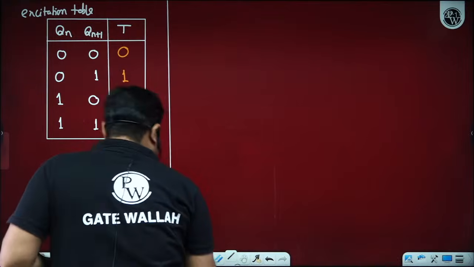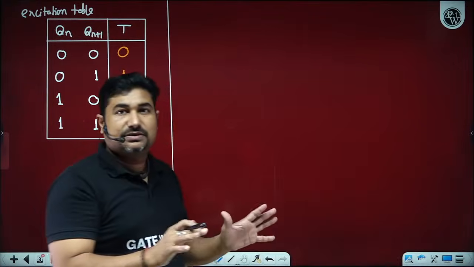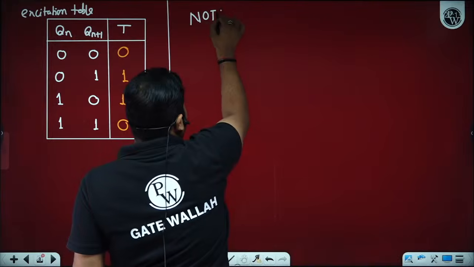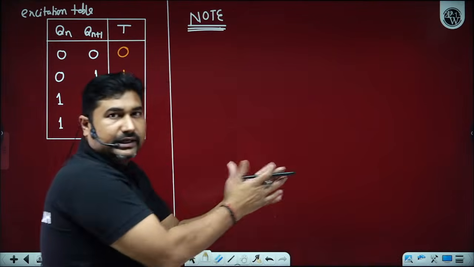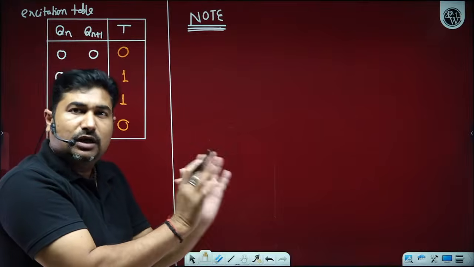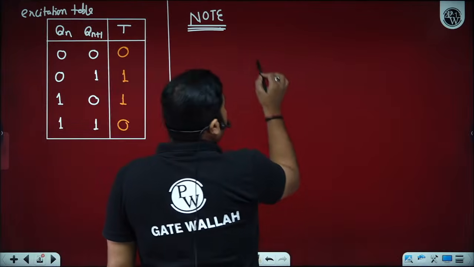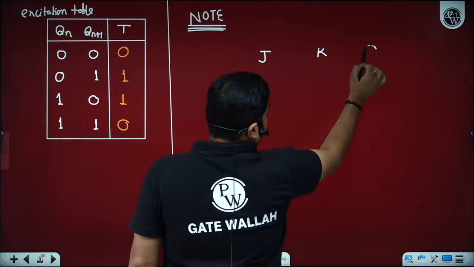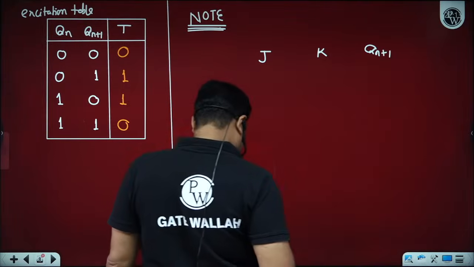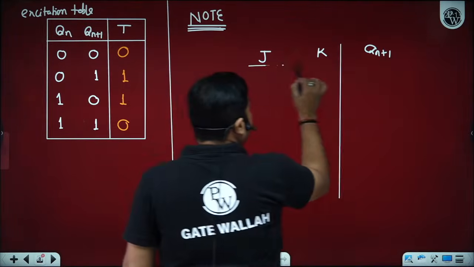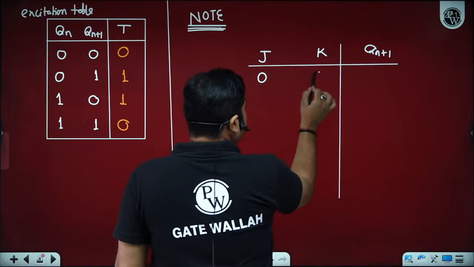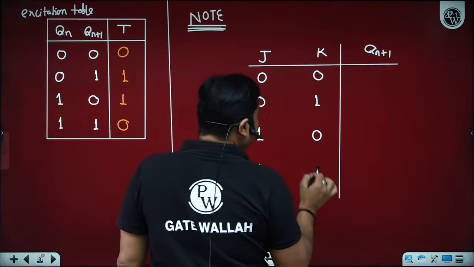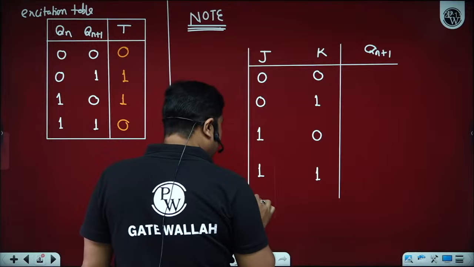Let me summarize all the flip-flops. If I summarize all the flip-flops, please observe, beta ji. We can observe this one point, and that will help you to solve or to memorize all of the flip-flop truth tables. You have to just remember about the JK flip-flop. So J K Qn plus 1. All of you remember about the JK flip-flop? Yes, sir. 0 0, 0 1, 1 0 and 1 1. We all remember the truth table of JK flip-flop, sir.